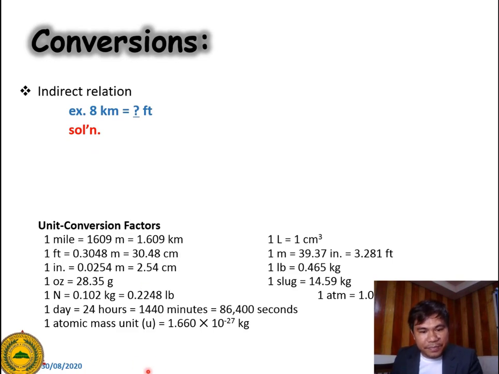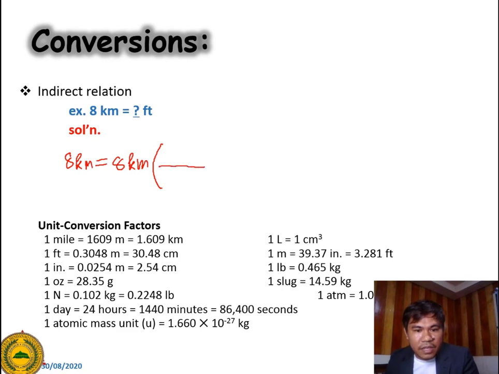So to solve this, we again just copy 8 kilometers. That should be equal to 8 kilometers, and then multiply the first conversion factor, that is the conversion factor relating kilometers into meters. Again, the bottom line is kilometers should be placed at the bottom since we want to cancel out kilometers here at the numerator.